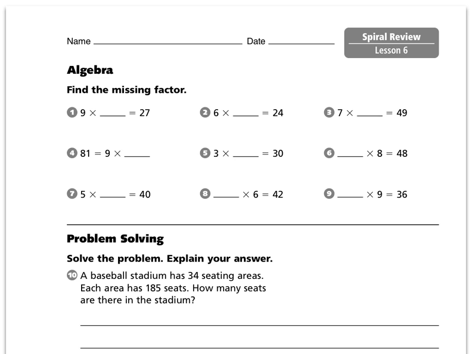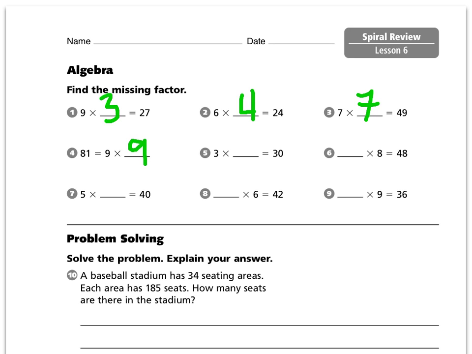So I know that 9 times 3 equals 27. 6 times 4 equals 24. 7 times 7 equals 49. I know that also 9 times 9 is 81.